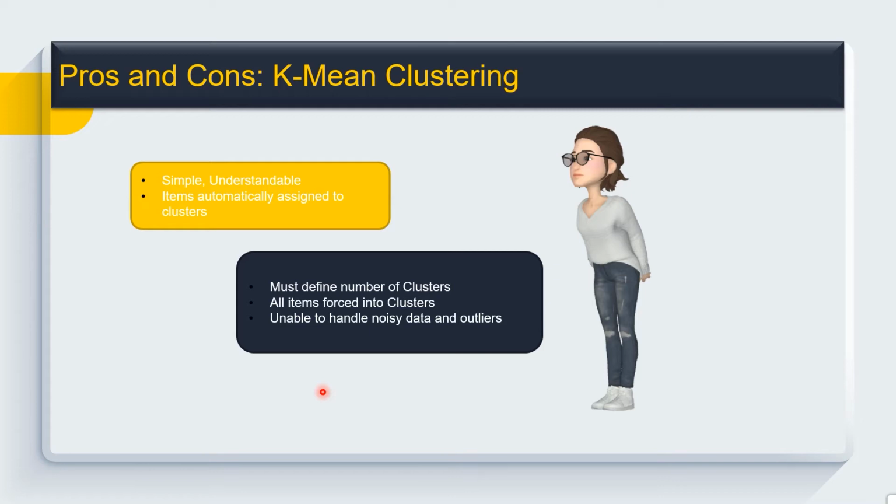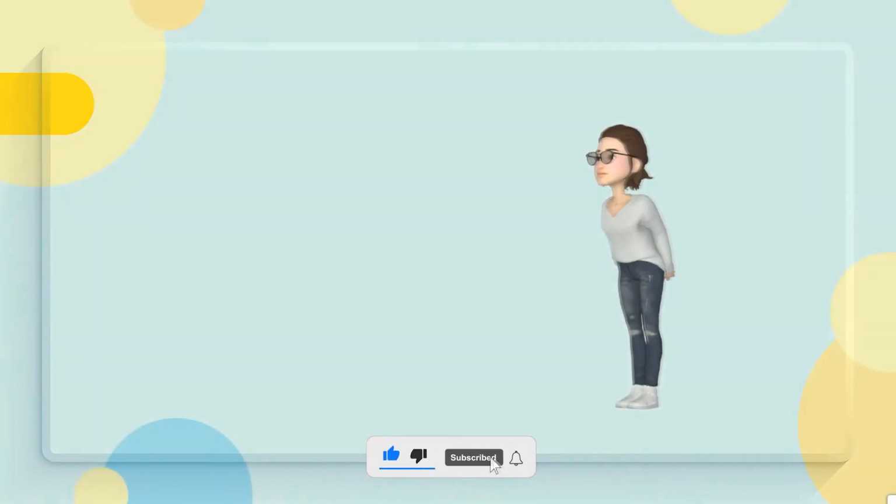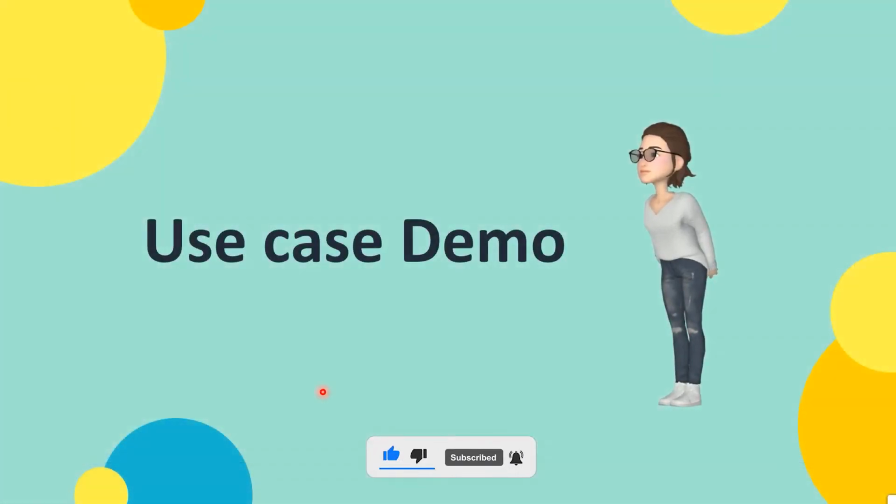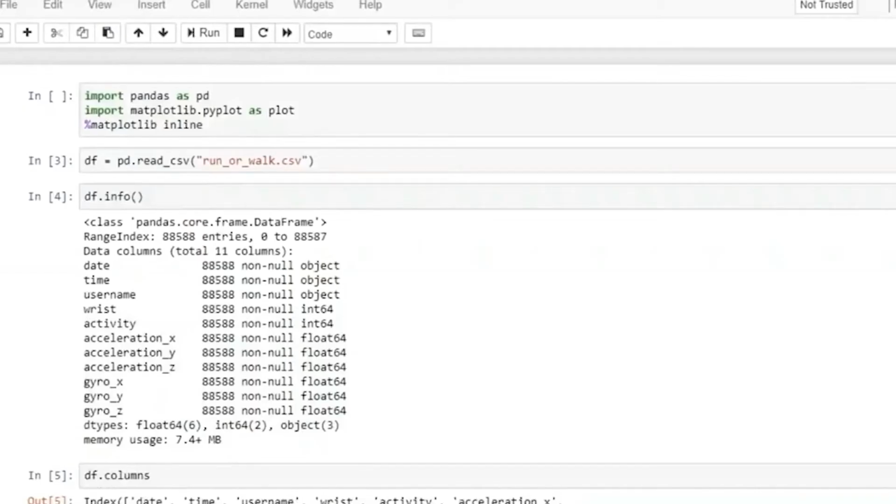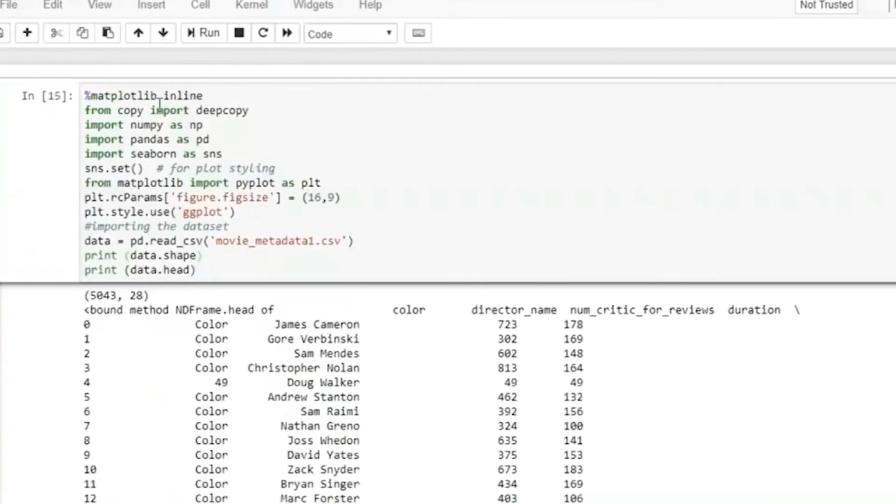What we are going to do now is use k-means clustering on a movie dataset. We have to find the number of clusters and divide the data accordingly. The use case is that we have a dataset of 5000 movies, and we want to group the movies into clusters based on Facebook likes. So guys, let's have a look at the demo here.